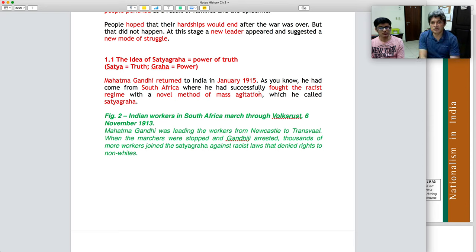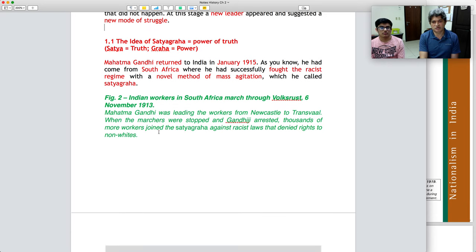So in South Africa, as you rightly mentioned, in January 1915, he had come from South Africa. He had come to India from South Africa in January 1915. What had happened in South Africa? He had fought a racist regime. The apartheid. Yes, apartheid. With a novel method of mass agitation, which was called satyagraha.